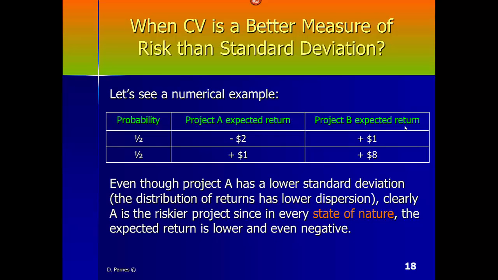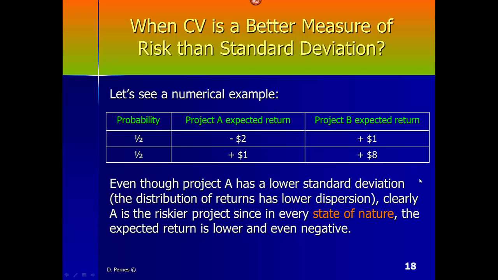Here is another example why standard deviation is not always the best measure of risk. Let me give you this example. Let's say that you examine two different investment alternatives or two different projects if you want. So project A with probability half will give you minus $2. You're going to lose $2 with 50% chance. With another 50% chance, you will earn $1 here. Project B at the same time with matching probabilities 50% and 50%, you will earn $1 here and $8 here.